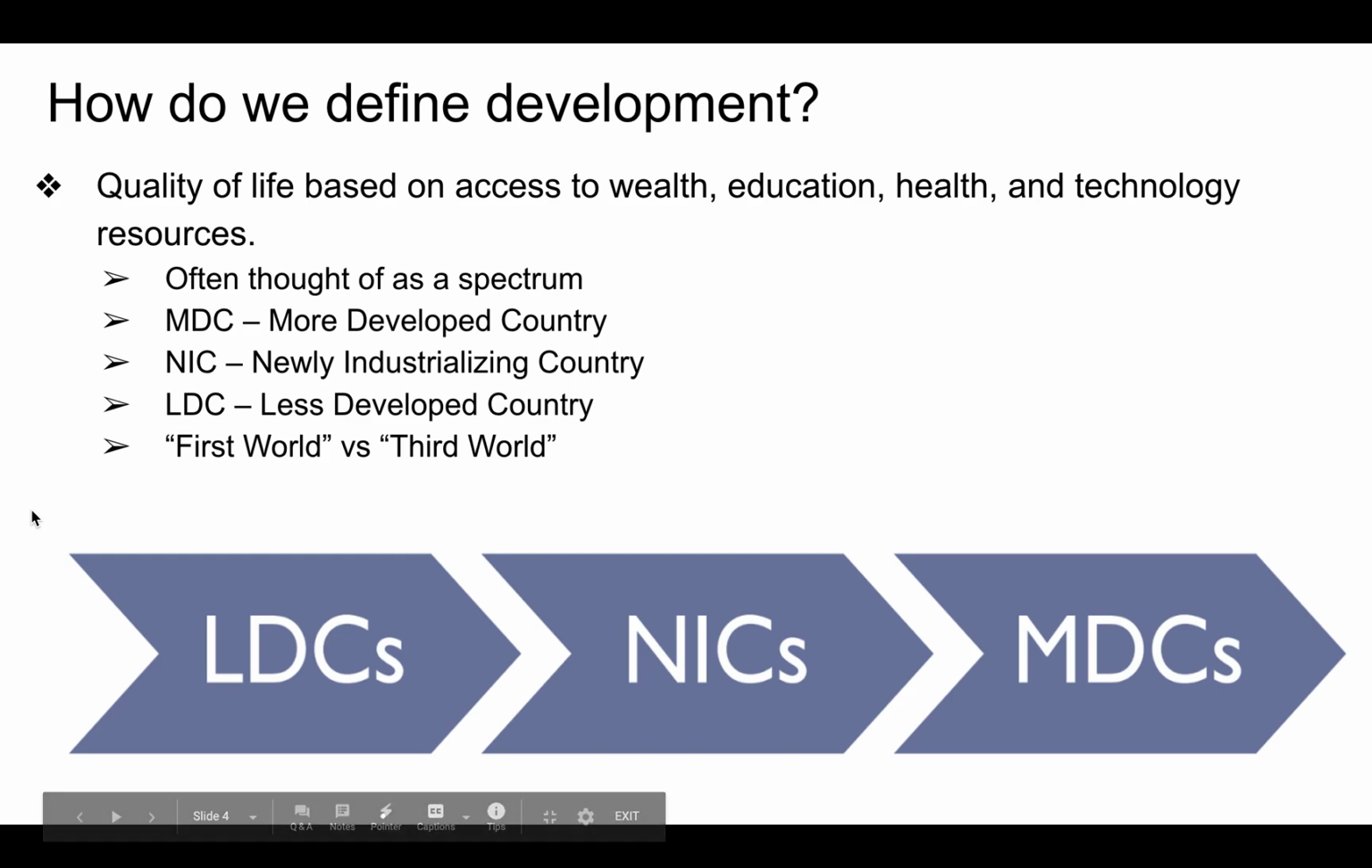All right, when we look at development according to the United Nations, oftentimes they look at access to wealth, education, health, and technology resources, and they fall along this spectrum. The spectrum moves left to right, where you have less developed countries that show the least amount of development in wealth, education, health, and technology. Then newly industrialized countries are countries that have developed in those areas, and then more developed countries that have high rankings in all those areas.